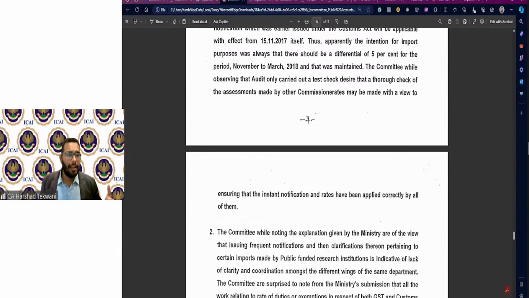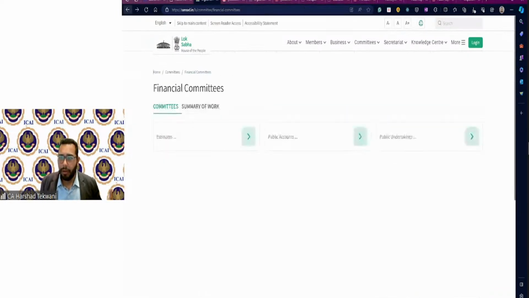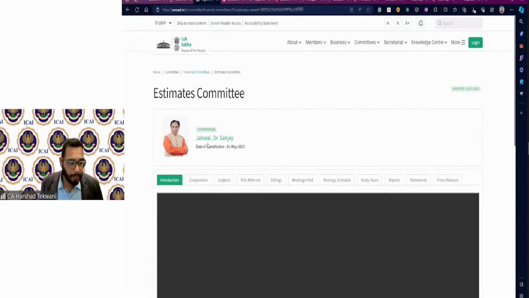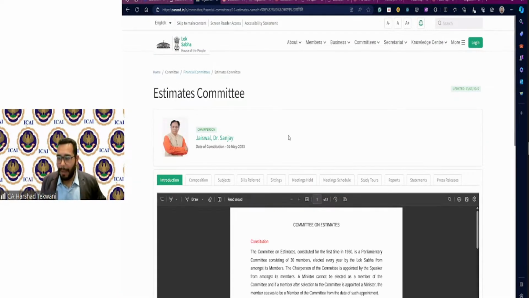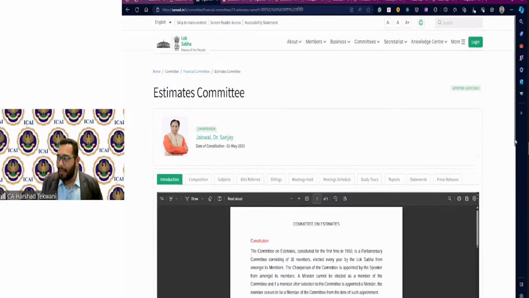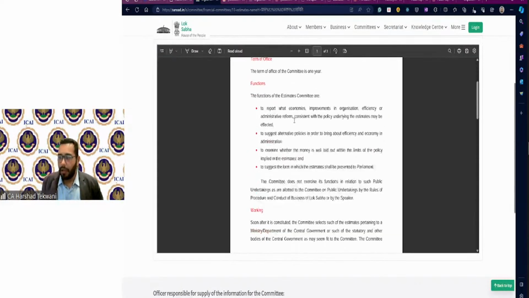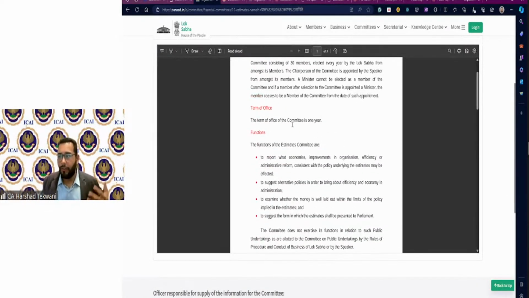Same way, we have other committees also. Okay. So I will show you. Second is the Estimates Committee. Again, when the papers and reports are laid in the Parliament, the Estimates Committee is also part of the Parliament.